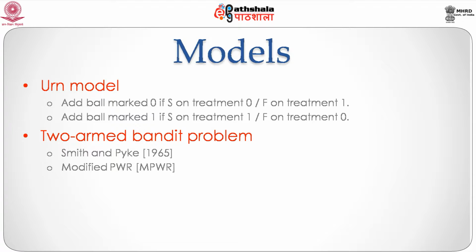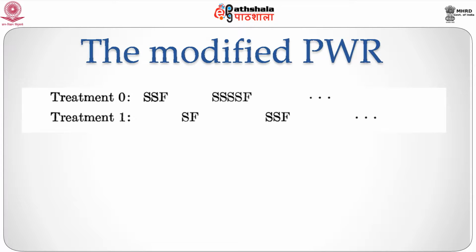So this is a closely related concept to the play the winner rule, but not exact, and hence we shall refer to this rule as the modified play the winner rule. So here is the modified play the winner rule. We have two treatments, 0 and 1. Patients are being allocated to treatments in a sequential order.